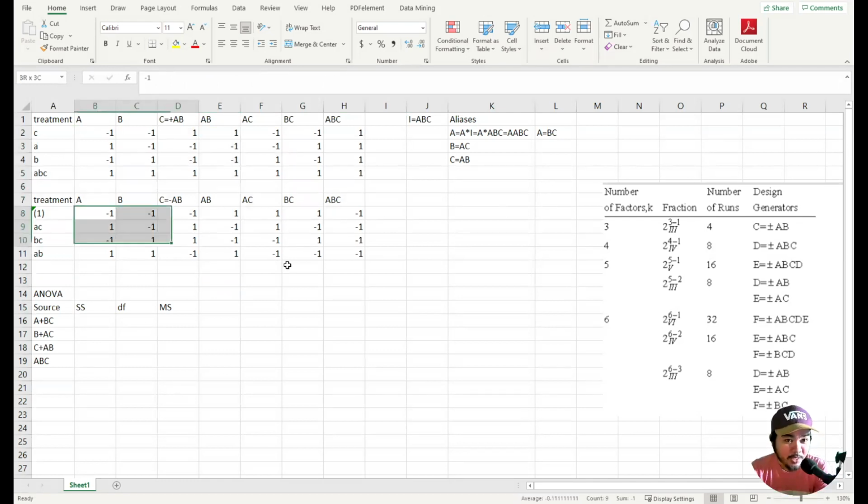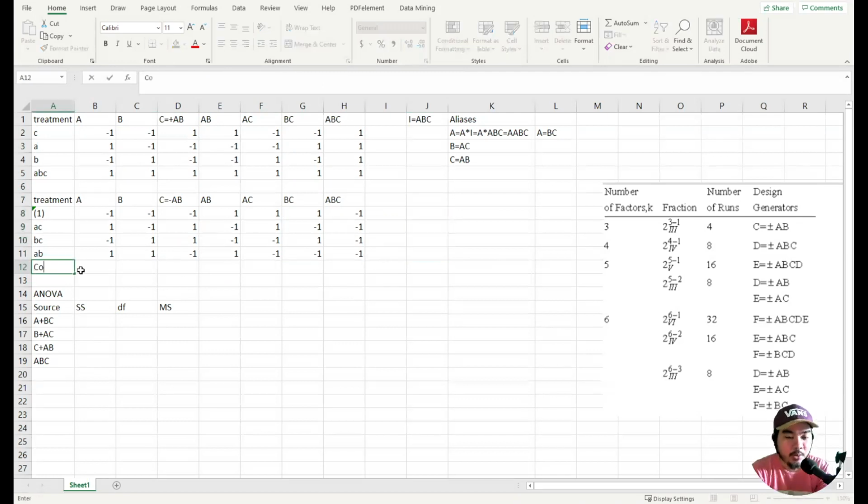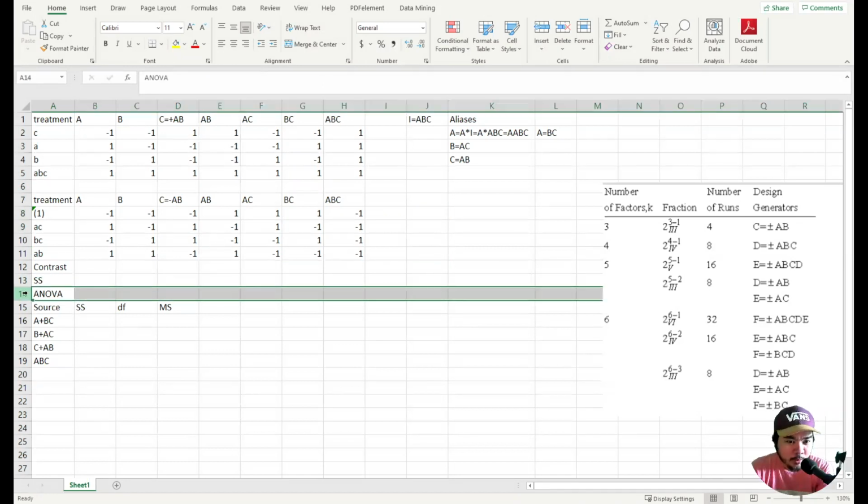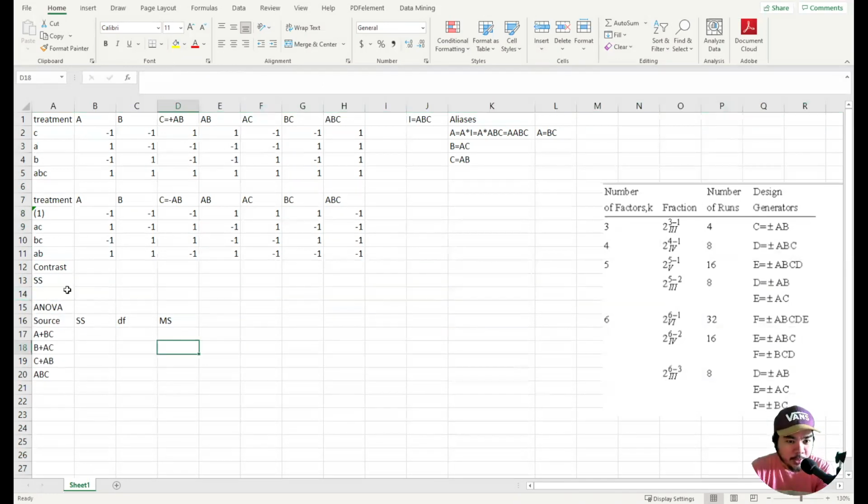We have the table of signs. Then, if we have the yield here, we can compute the corresponding contrast. Di ba? We can compute a contrast here. And from that contrast, we can compute the SS. And if you want, you can also compute the effects, no? So we have the effect.